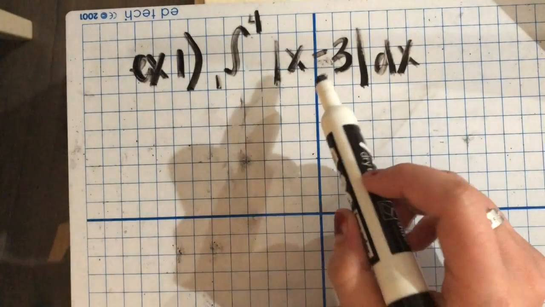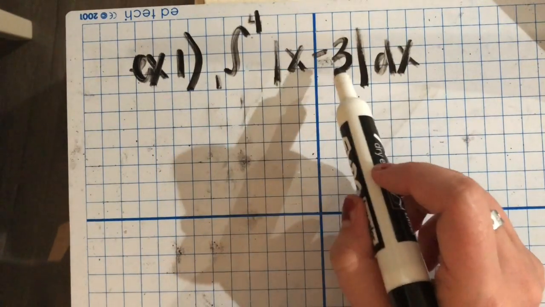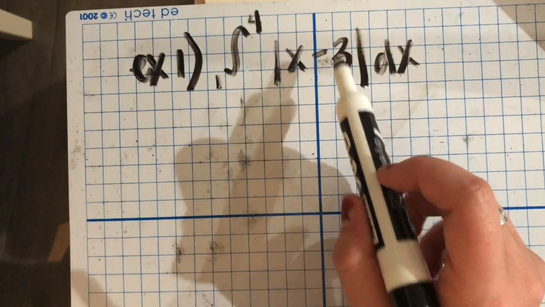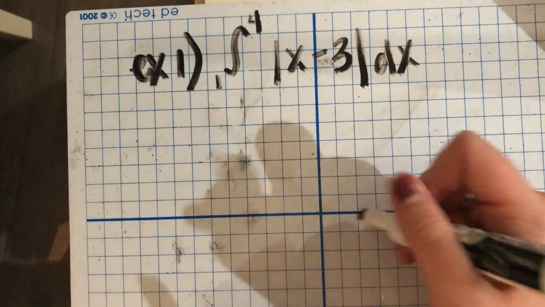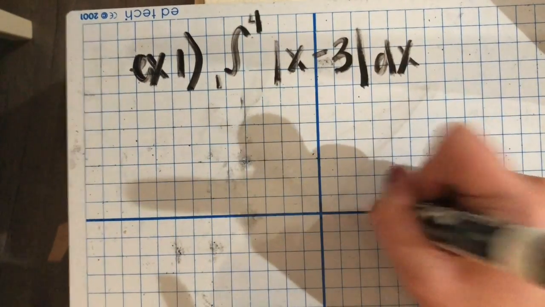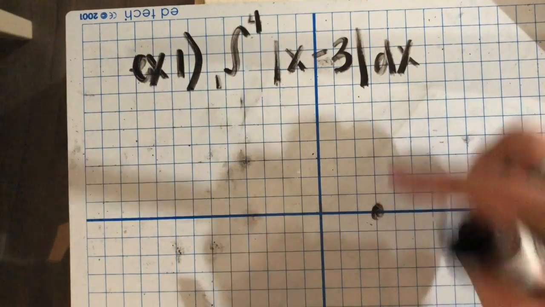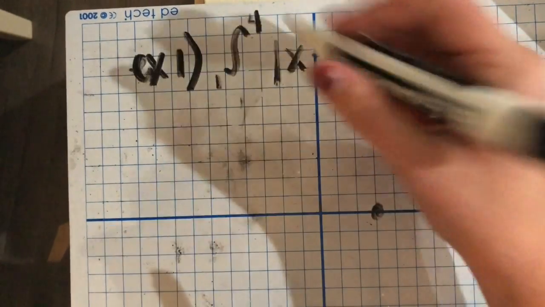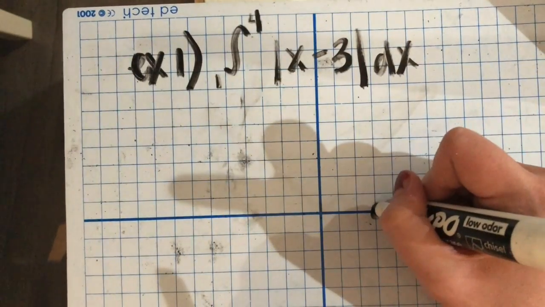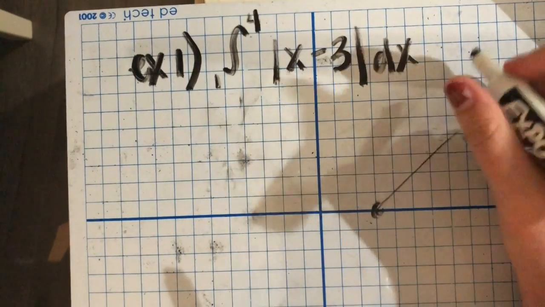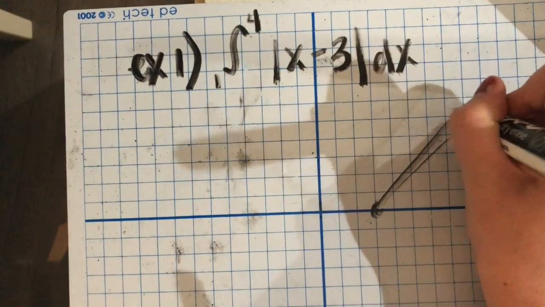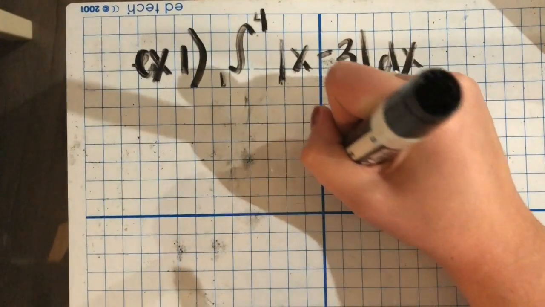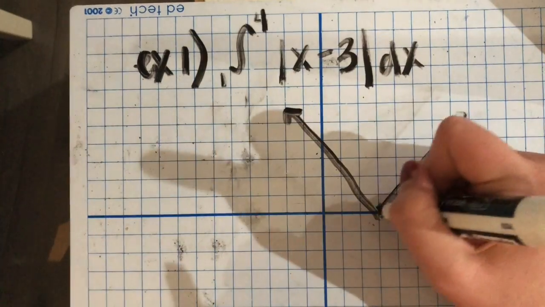So for my graph, I know the parent function is a V, and this -3 means that it moved to the right 3. Remember, we have the opposite when it's on the inside. Or you can think about calculating the zeros, which would be if I plug in 3, that would make this equal to 0. Nothing is happening over here to stretch my function, so I must have the same slope going up, which is a slope of 1, and the same slope going this way.